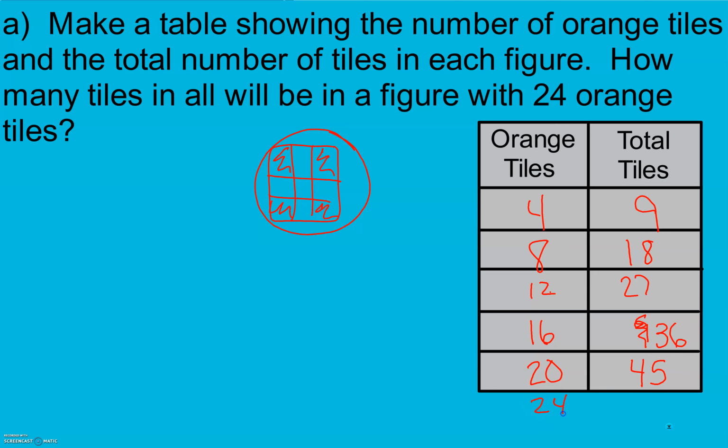And I'm going to add 4 more, 24, and 9 more here and get 54. So again, each time we're adding 4 oranges and a total of 9 tiles. So there's 24 oranges, there's 54 total.